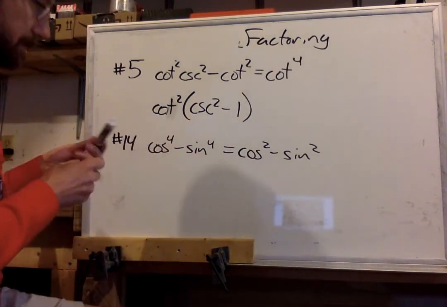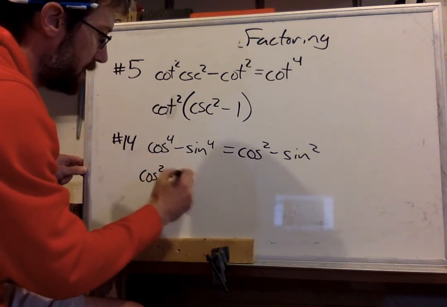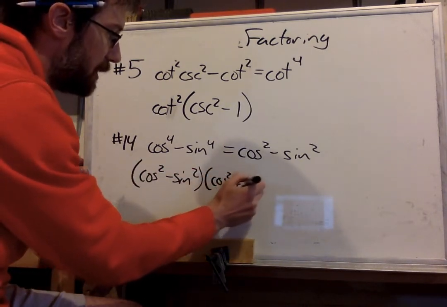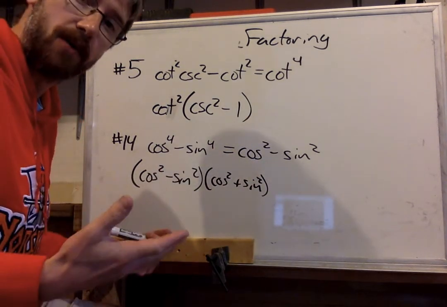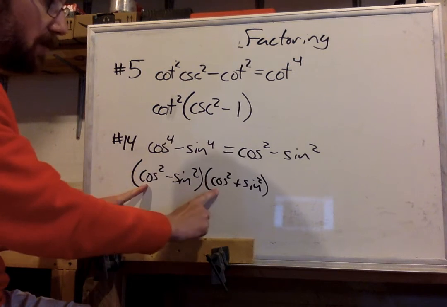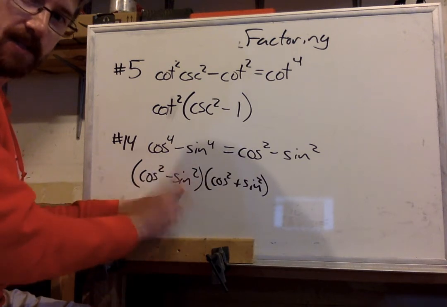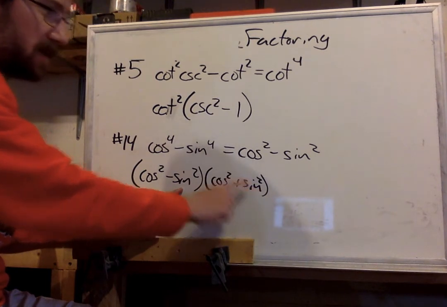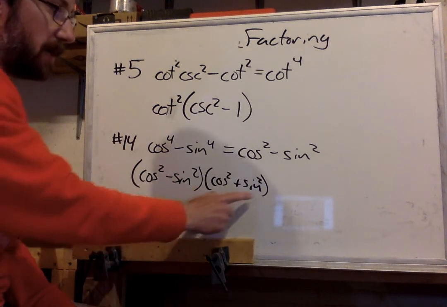So this would factor to cosine squared minus sine squared and cosine squared plus sine squared. Now, if you FOILed this back out, you could verify that this is true. The first, cosine times cosine, that's cosine to the fourth. Cosine times sine minus sine times cosine, those are going to cancel each other out in the middle, and then on the ends you're going to have minus sine squared times sine squared, which is minus sine to the fourth, so this works out.